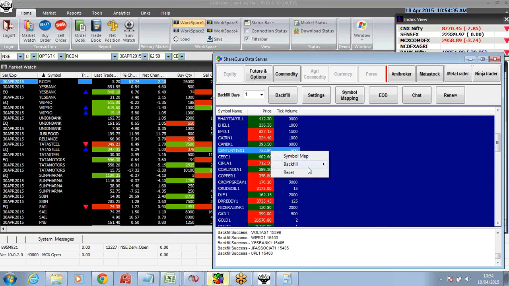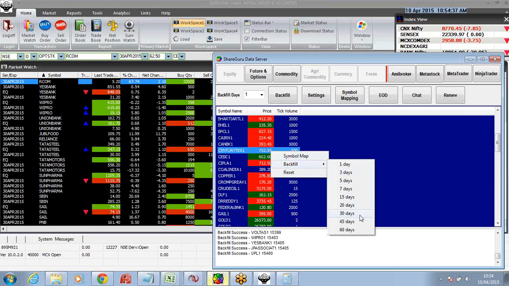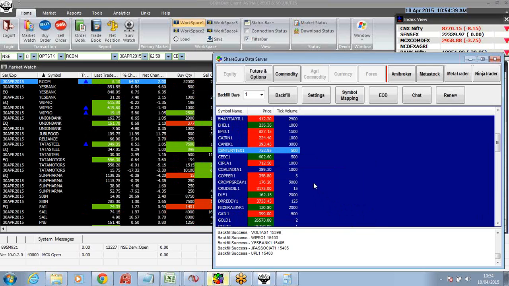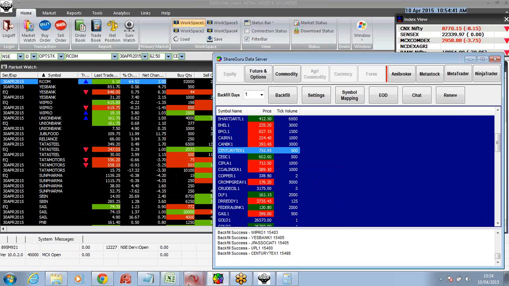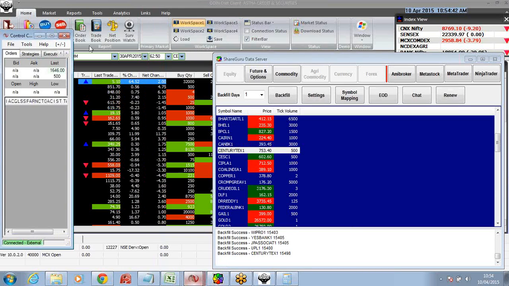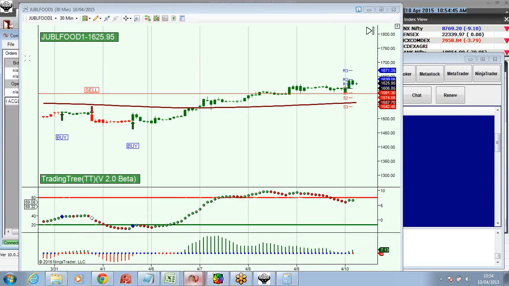So Century Textiles, the current price is 752. I'm just taking the backfill. Let me just open the chart. I have a chart open in the other system.